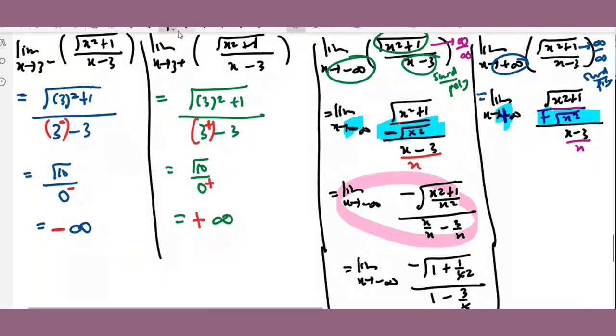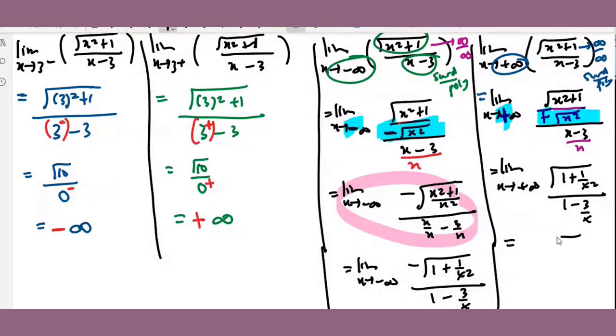Then simplify. Can I write like this? Write it, and then 1 minus 3 over x. I skip this one. Then substitute the value. 1 plus 1 over infinity is 0. 1 minus 0. The answer is 1.